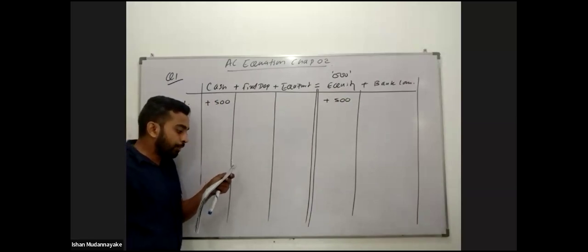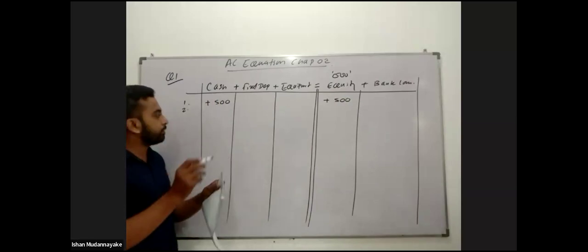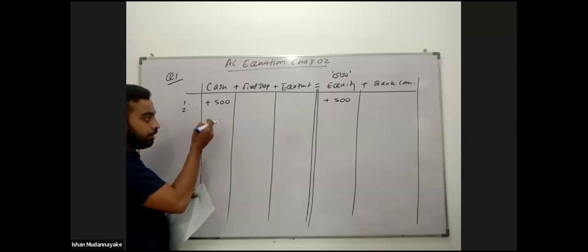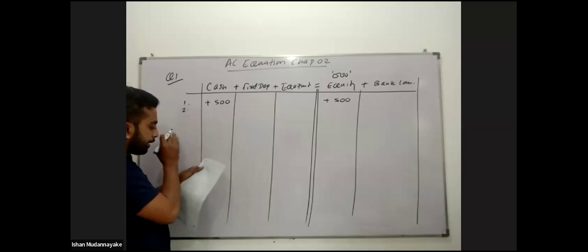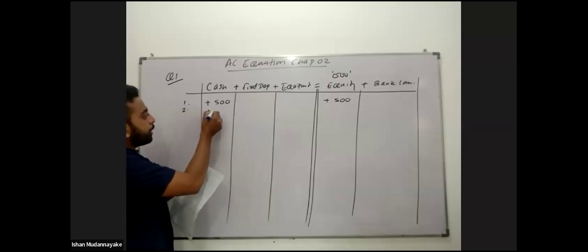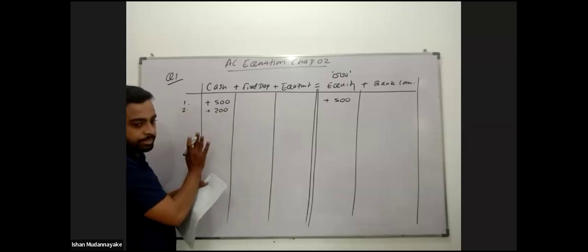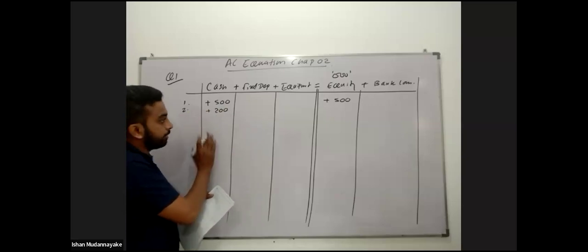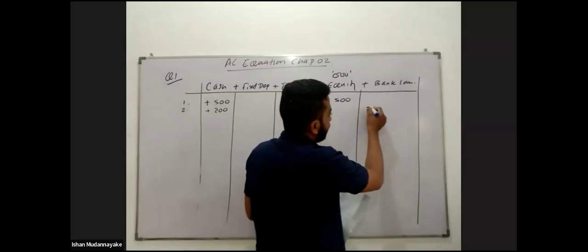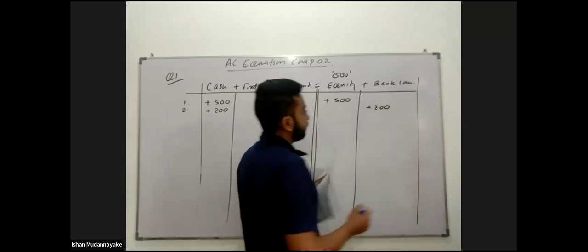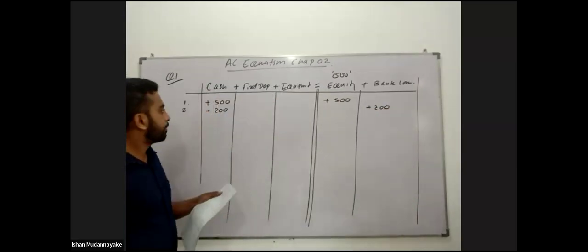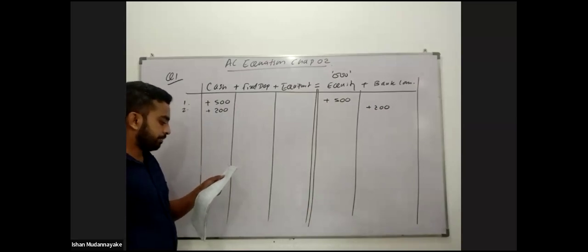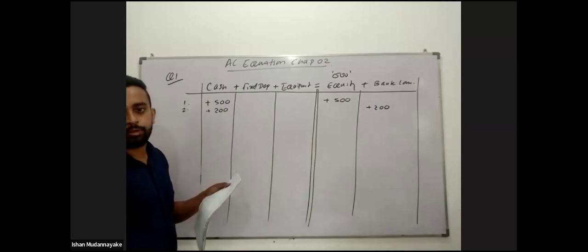Second one, obtain a bank loan of 200,000. Obtain a bank loan, then cash is received by the business. Therefore, cash increased by 200,000, and then bank loan liability increased by 200,000. Second transaction. Right. Third one.